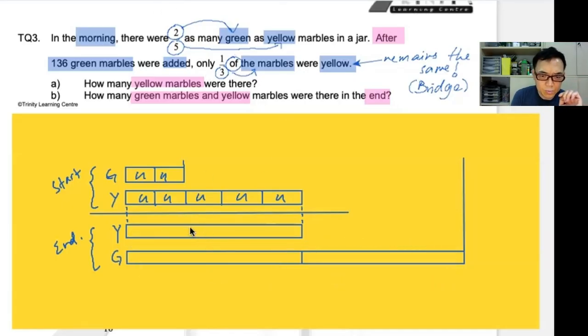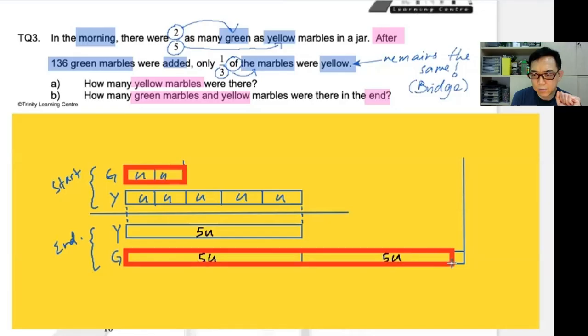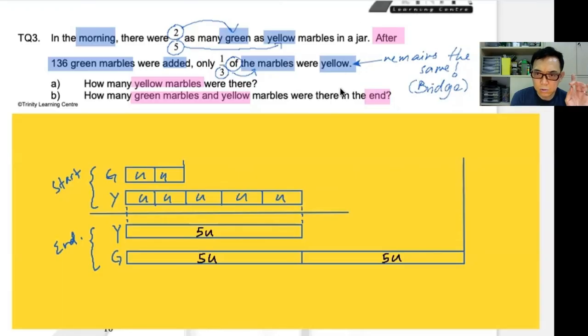And yes, you're right. This is clearly 5 units, as you can see from here. This is 5 units. This is 5 units. This is the number of green at first. This is the number of green in the end. This is the number of green that was added. So this is how many units? That's the next question.